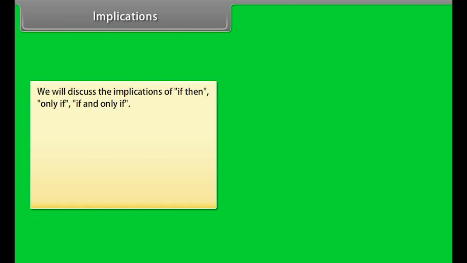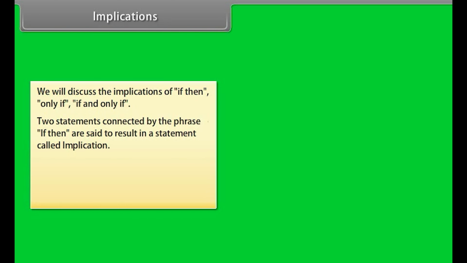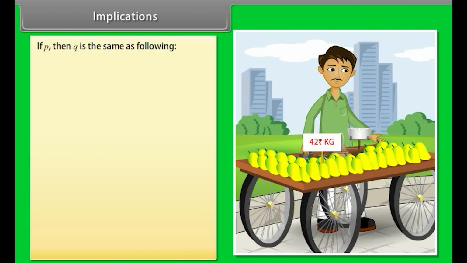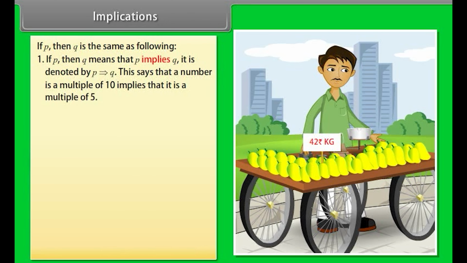Implications. We will discuss the implications of if-then, only if, and if and only if. Two statements connected by the phrase if-then are said to result in a statement called implication. For example, if more mangoes arrive in the market, their prices will go down. If P, then Q is the same as the following. If P, then Q means that P implies Q. It is denoted by P implies Q.